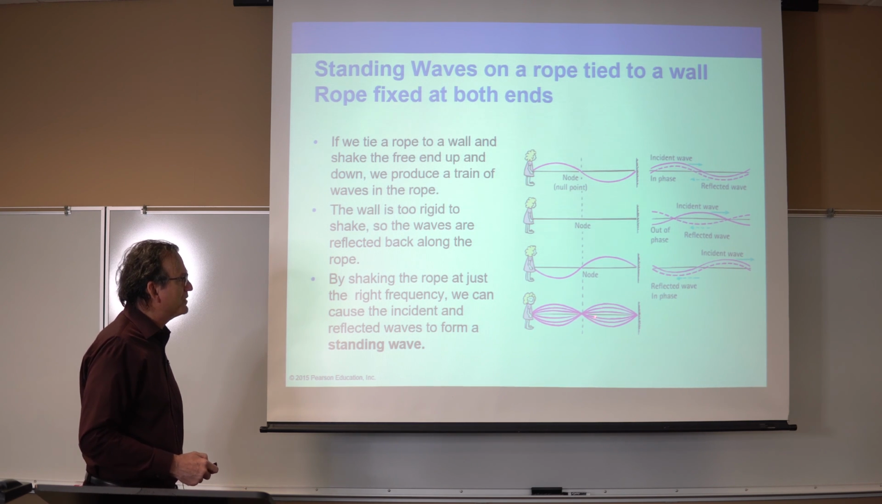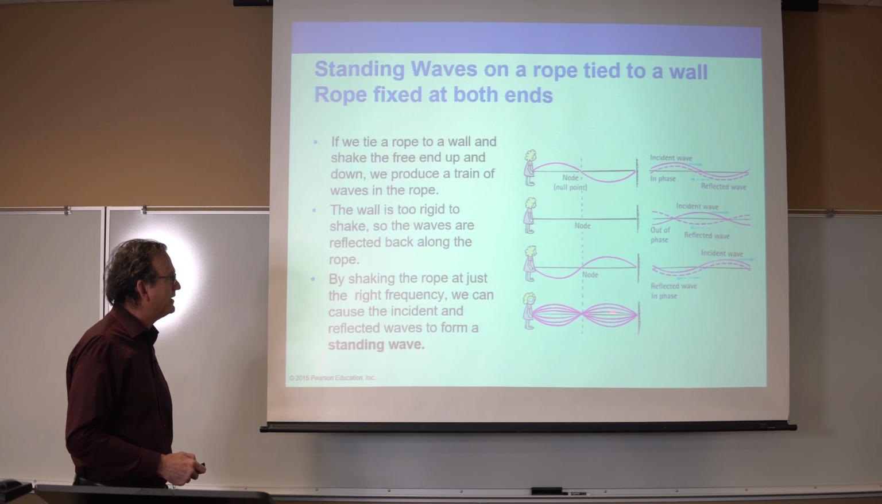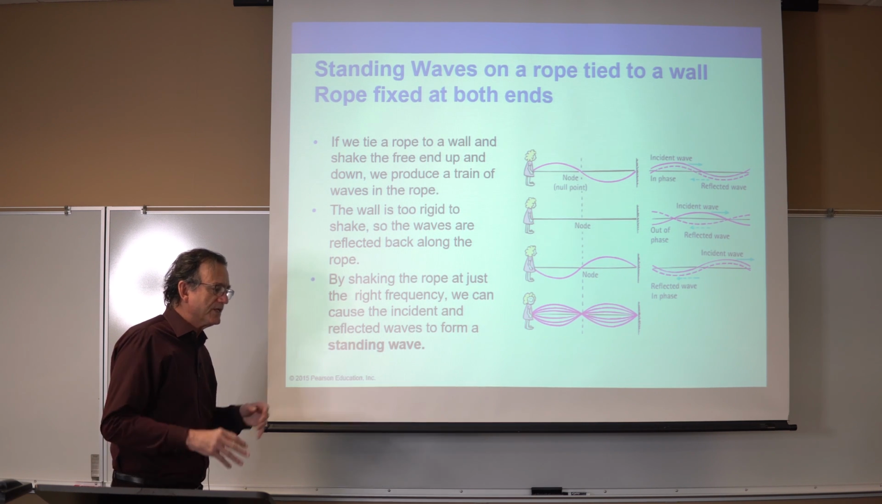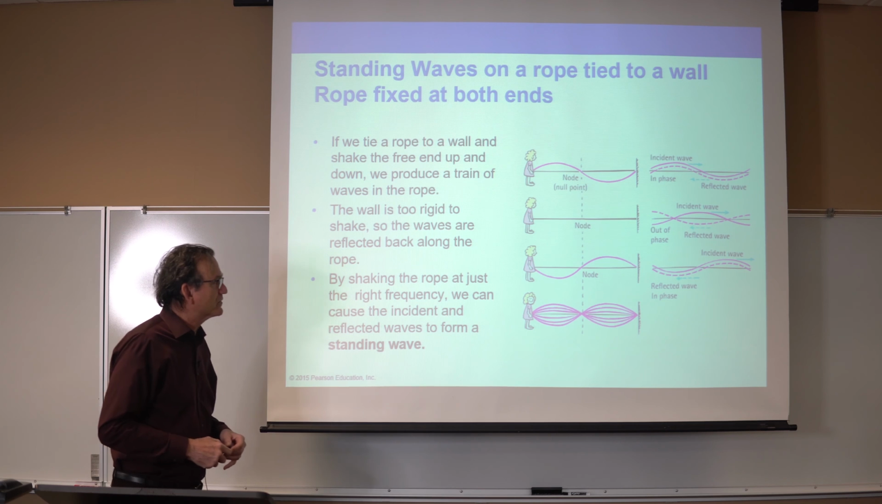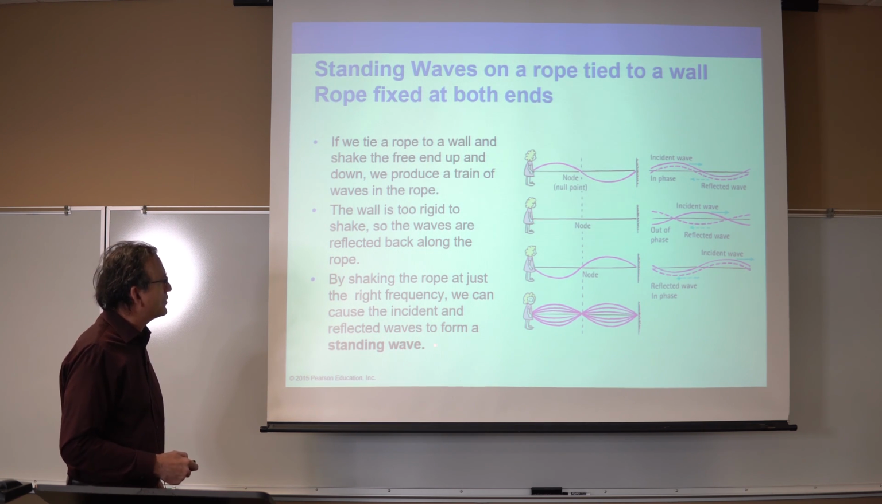But there are 3 points where the rope never moves: the ends that are being held, and 1 point in the middle. Now this can only happen with a certain frequency that is applied to the rope. We don't always get that for any frequency, but when we do have that happen, we call the incident and reflected waves a standing wave.